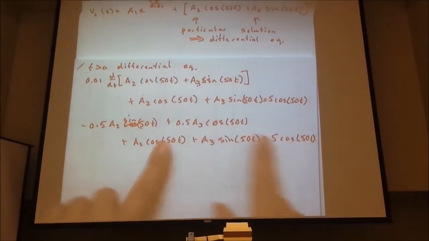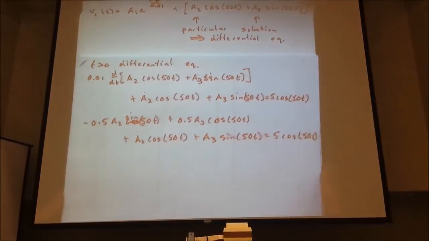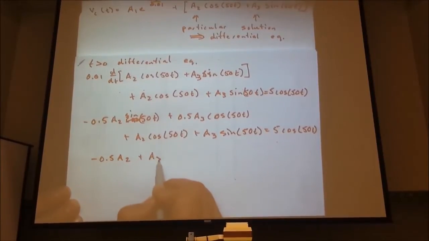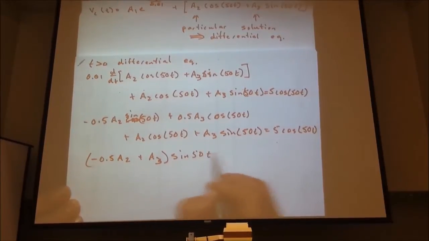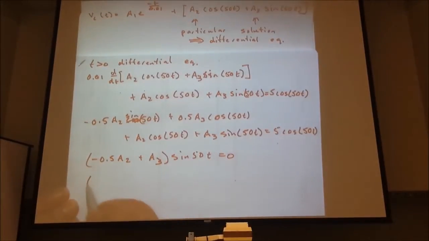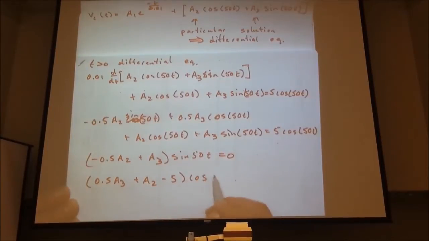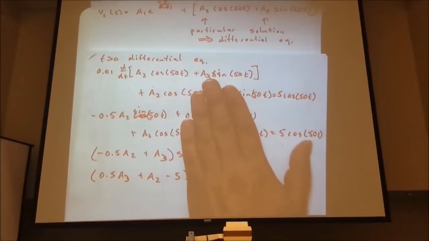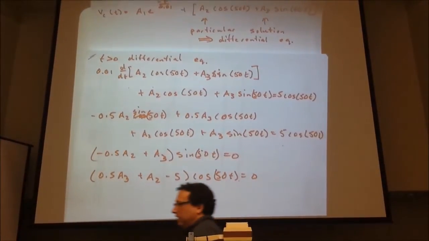We match up our cosine terms and match up our sine terms. So minus 0.5 A2 plus A3 times sine 50t equals 0. That guy doesn't matter then. And then likewise, 0.5 A3 plus A2 minus 5 times cosine 50t equals 0. And again, that guy doesn't matter. You have two equations and two unknowns. Solve for the coefficients that give you zeros.